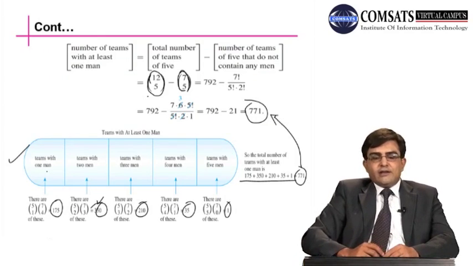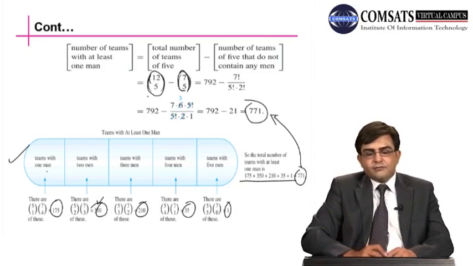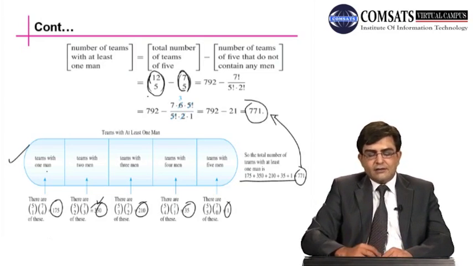So this is how we can use permutations and combinations in daily life problems and in the problems which arise in computer science to calculate the number of teams, number of integers, number of multiples, and such type of problems.